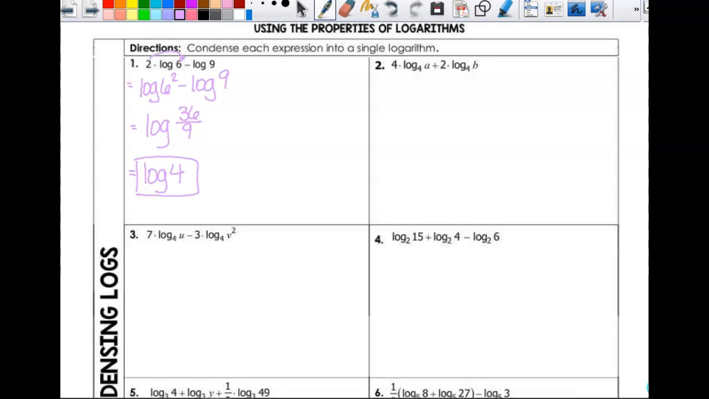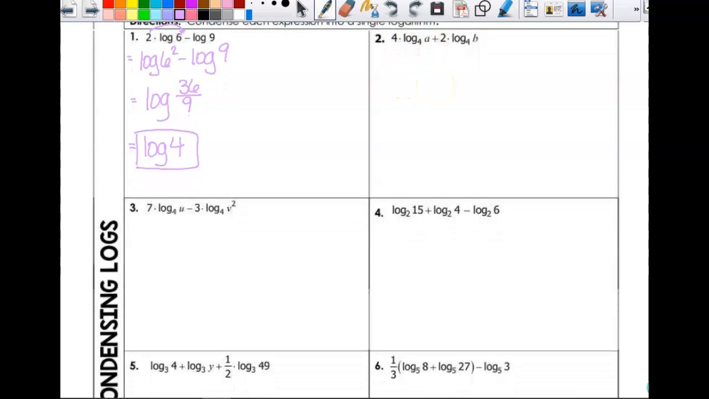Easy enough? Okay. So then we have 4 log base 4 of A plus 2 log base 4 of B. So this 4 becomes an exponent up here. This 2 becomes an exponent up here. So that will give me log base 4 of A to the 4th plus log base 4 of B squared.